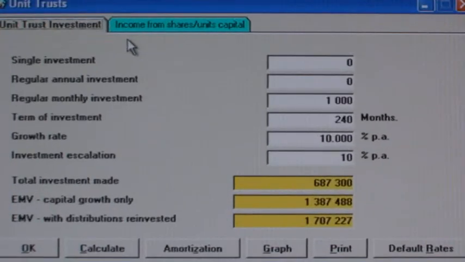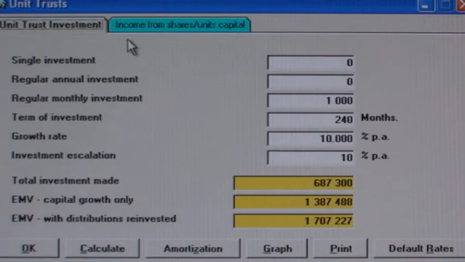To illustrate the advantages of a unit trust investment, let's have a look at an example where a client wants an investment which will supplement his pension plan when he retires in 20 years' time. This simple calculator consists of two tabs. The first tab will allow us to calculate an estimated maturity value after investing in unit trusts for a certain period. And the second tab will show us how the maturity value or capital will provide regular monthly income.